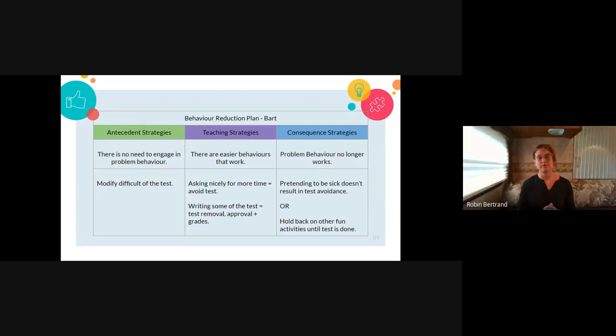Extinction is used when the problem behavior shows up so that faking sick doesn't work to get out of the test. Also, Bart may notice that he misses out on free time, teacher praise, and good marks if he fakes sick. So he doesn't get any of those good things. He gets them if he writes a bit of the test. He gets that free time, gets a high five from the teacher. He notices his marks might be going up. But if he decides not to write the test and tries to escape, then he may notice that those fun things are not available to him at that time.